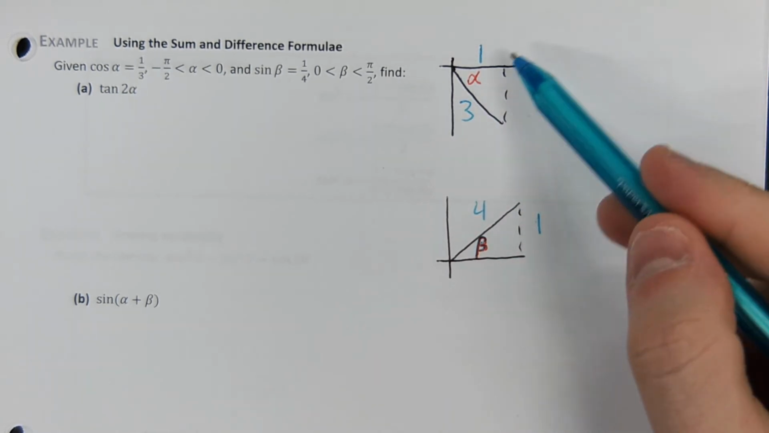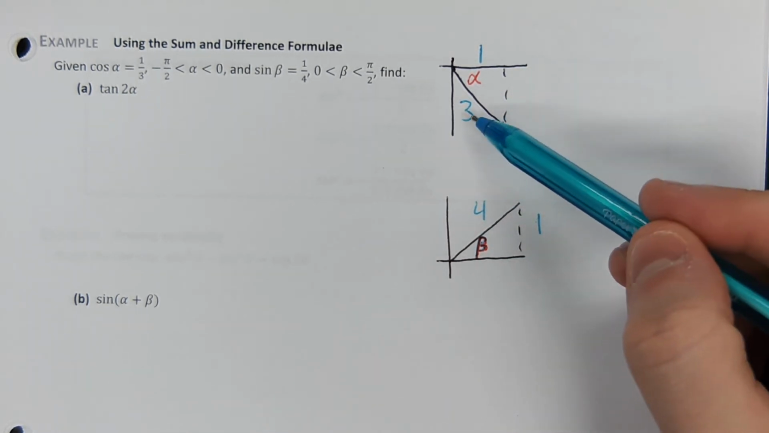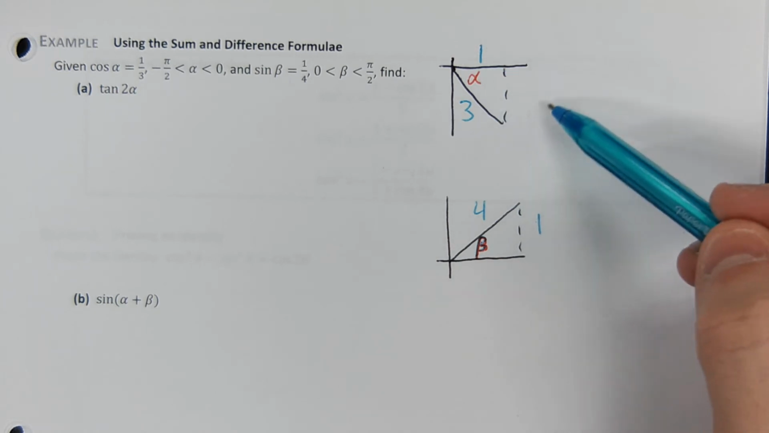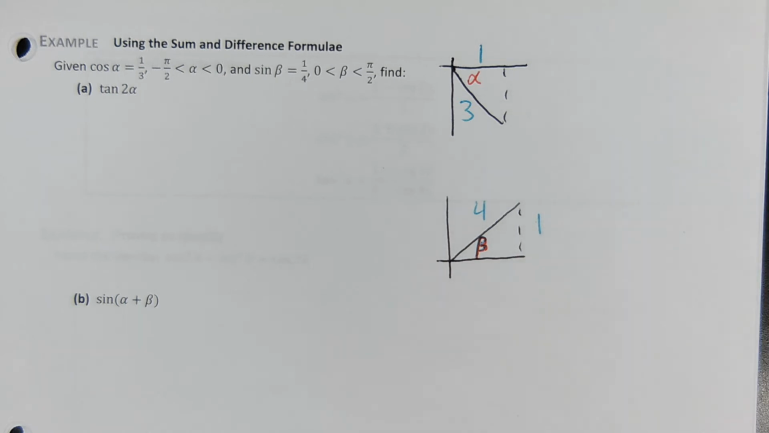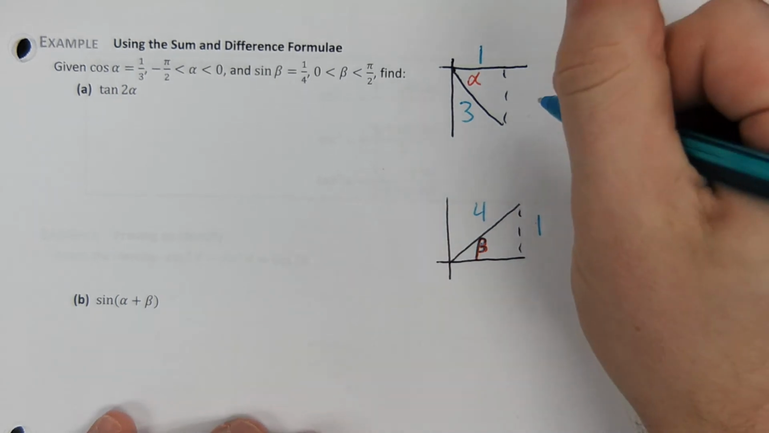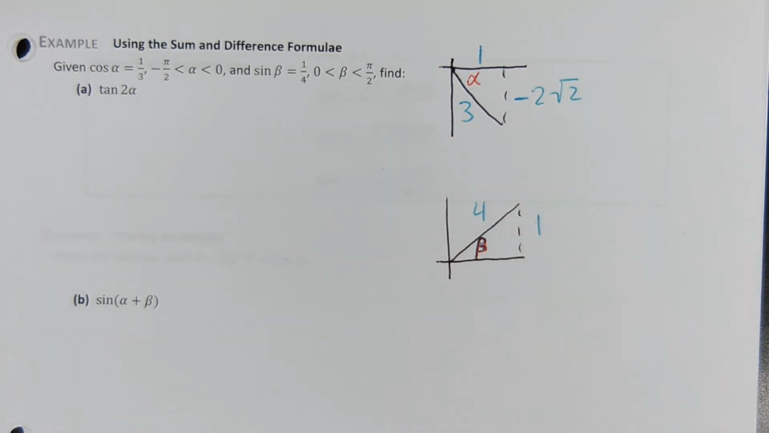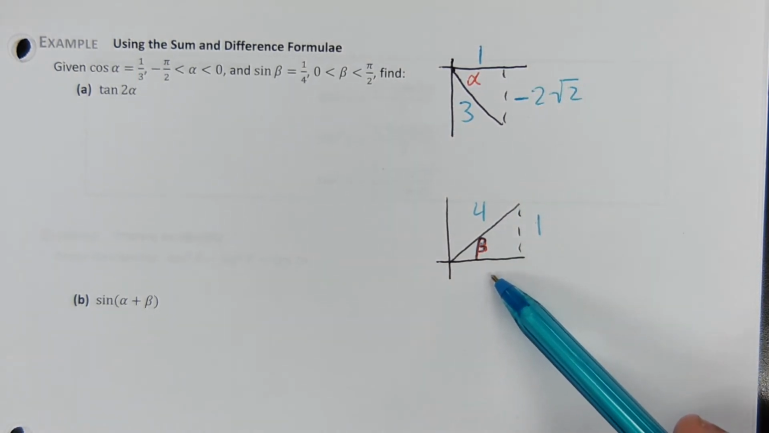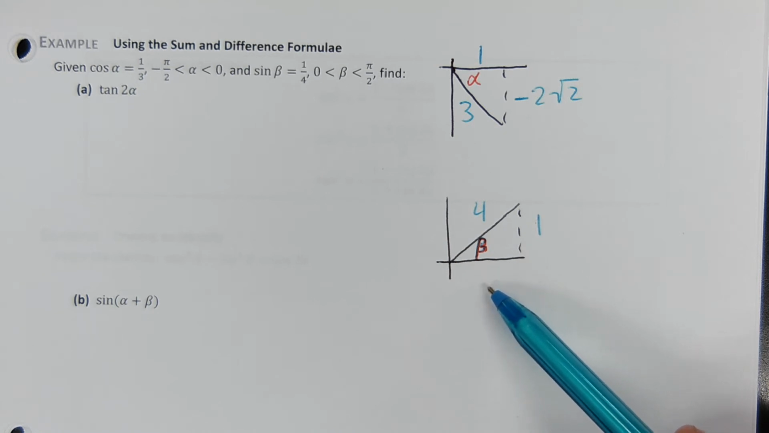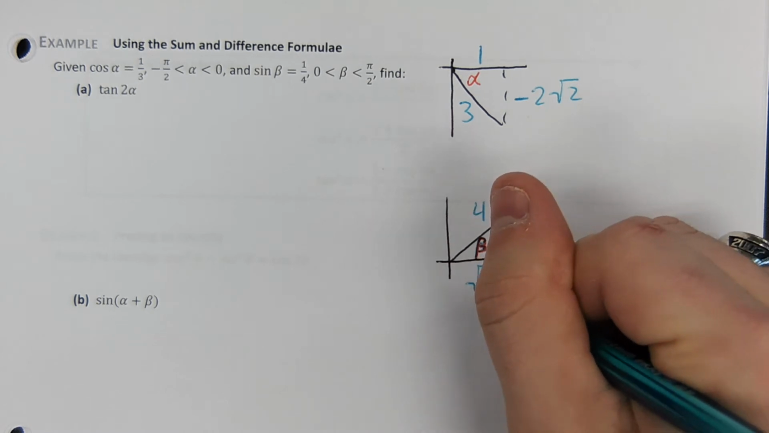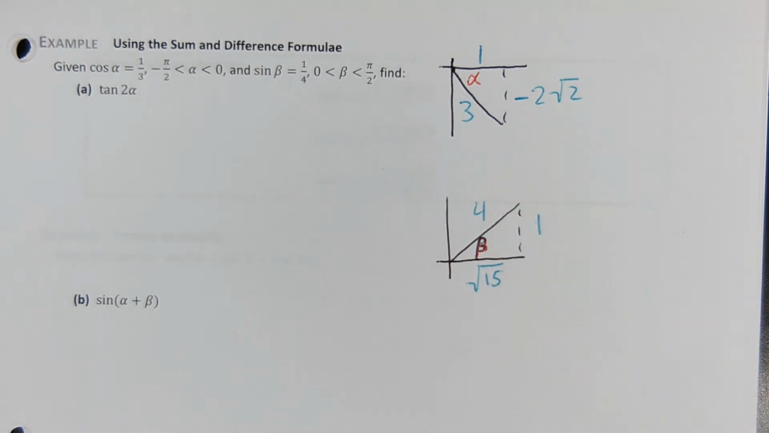So we are going to have to do the Pythagorean theorem here. 9 minus 1 is 8. So this is the square root of 8, which is 2 root 2. But it's negative because of where you are. This one's going to be the square root of 16 minus 1, which is 15. So this is the square root of 15, and it is positive because of where it is. And there we go. All right.